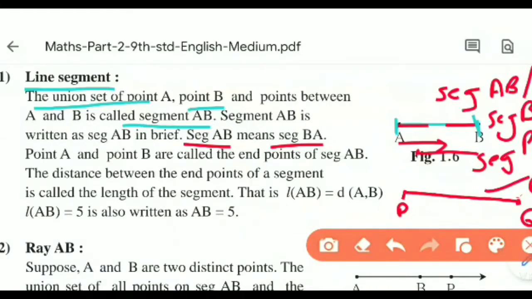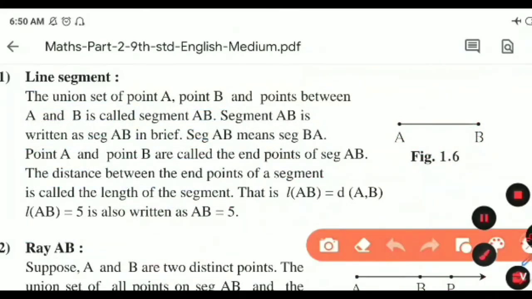After that, the distance between the end points of the segment is called the length of the segment. The distance between A and B: suppose you take the measuring scale and measure the distance between A and B, and if it is 3 centimeter, then we say the seg AB's measure is 3 centimeter. If PQ's measure is suppose 4 centimeter, then we can say seg AB is equal to 3 centimeter, seg PQ is equal to 4 centimeter, or we can write it in this way.